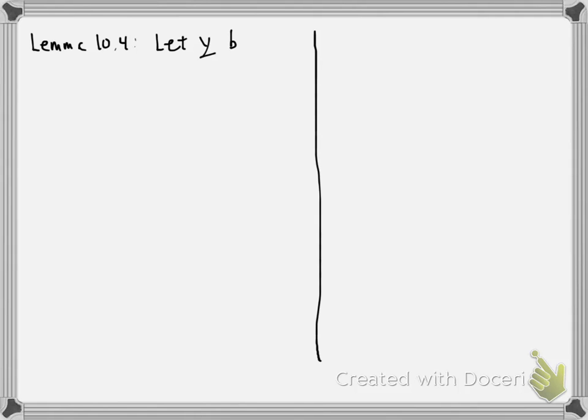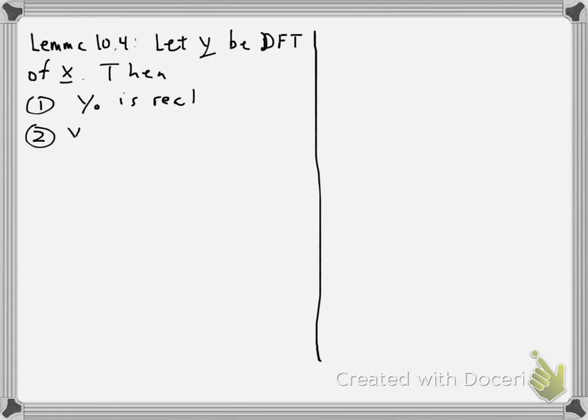let y be the discrete Fourier transform of x, then number 1, y sub 0 is real, and 2, y sub n minus k equals the conjugate of y sub k for k equals 1 through n minus 1. And if we combine this lemma 10.4 with lemma 10.7, I'm not going to write out lemma 10.7. It's simply just a trig identity under certain conditions.